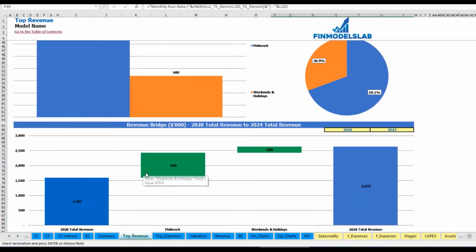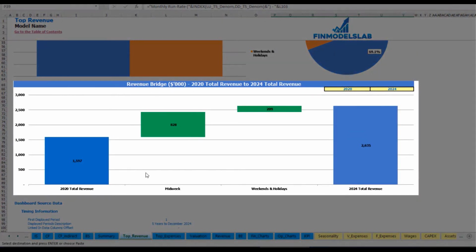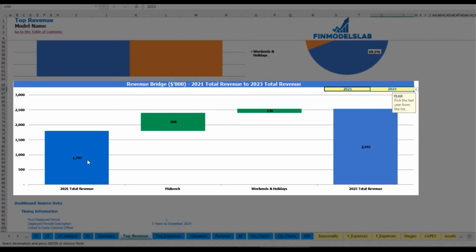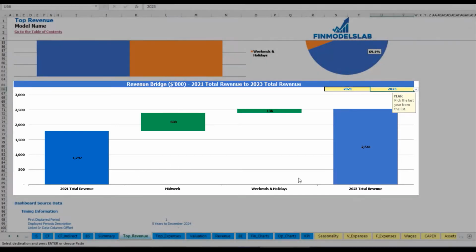On the bottom of top revenue report, you may see the revenue bridge, and you may see the total revenue for the starting year and for the ending year, which you may play using these setups, and you may see the factors of growth of this revenue broken down by revenue streams.